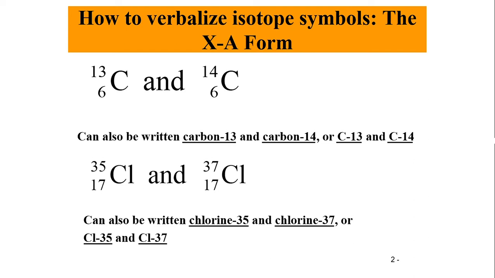Notice the next ones here. These are two isotopes of chlorine. We could write them as chlorine 35, chlorine 37, or simply Cl35 and Cl37.